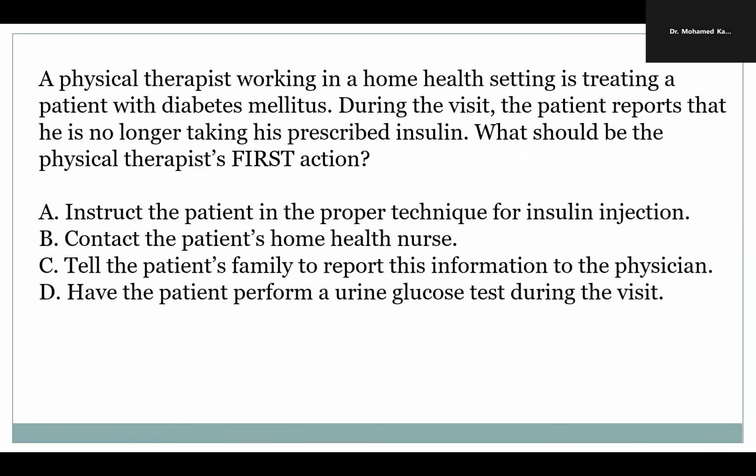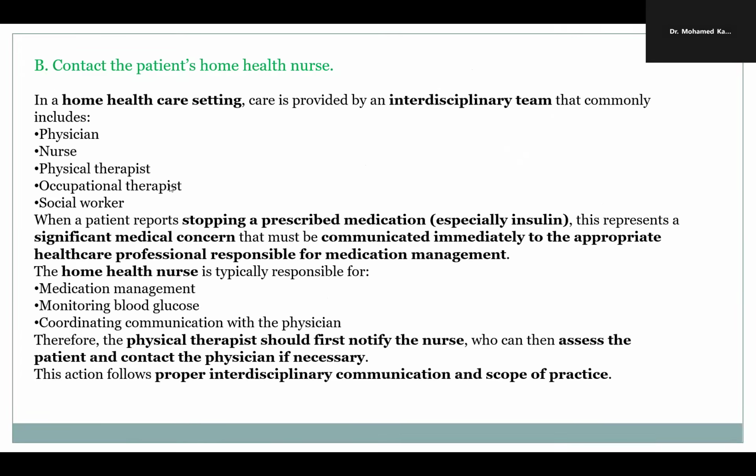What should be the physical therapist's first action? A. Instruct the patient in the proper technique for insulin injection. B. Contact the patient's home health nurse. C. Tell the patient's family to report this information to the physician. D. Have the patient perform a urine glucose test during the visit. Okay, so what should be the answer? Contact the patient's home health nurse.